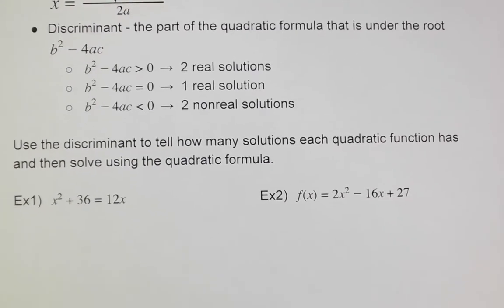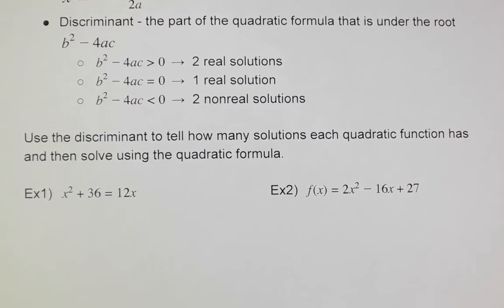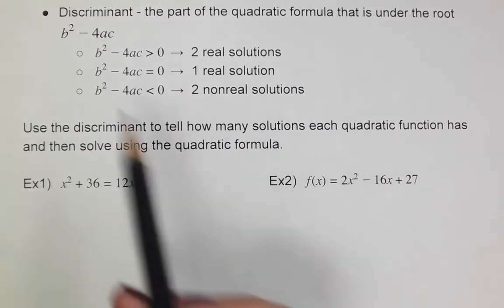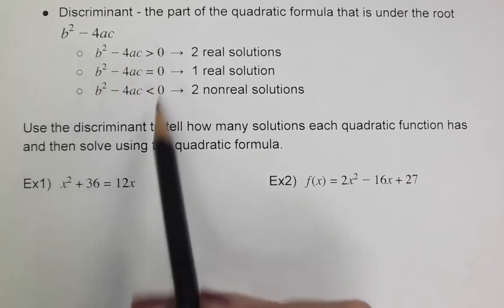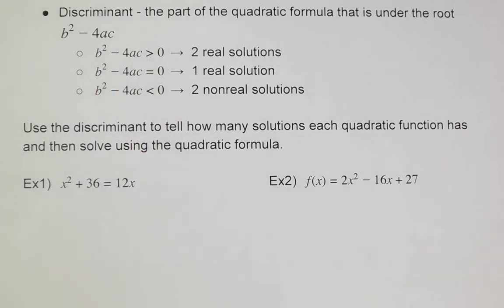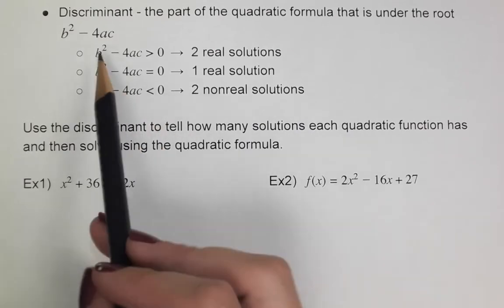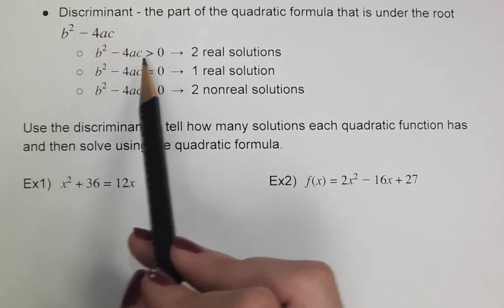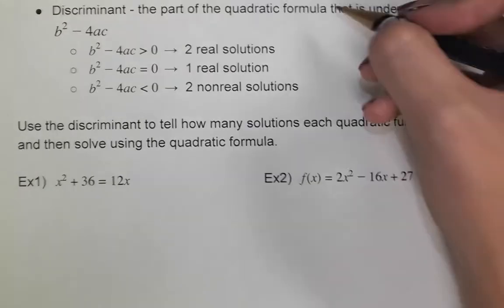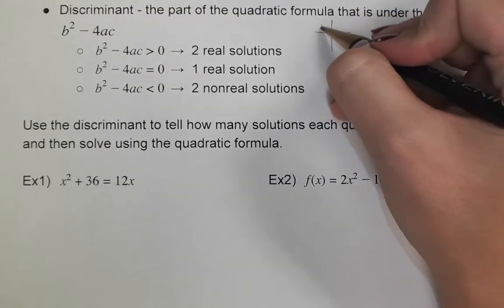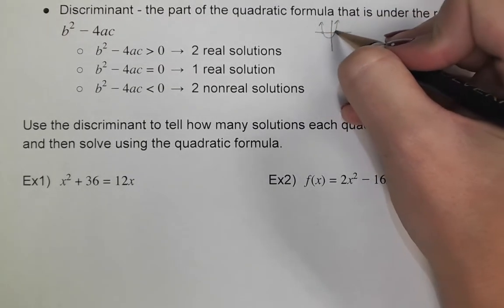Okay, so the discriminant is the part of the quadratic formula that is underneath the root. So it's the b squared minus 4ac piece. And we have 3 different rules just based on that discriminant on the types of solutions that we have. So if this is positive, greater than 0, you're going to have 2 real solutions. So that means you are going to have a graph that crosses twice.